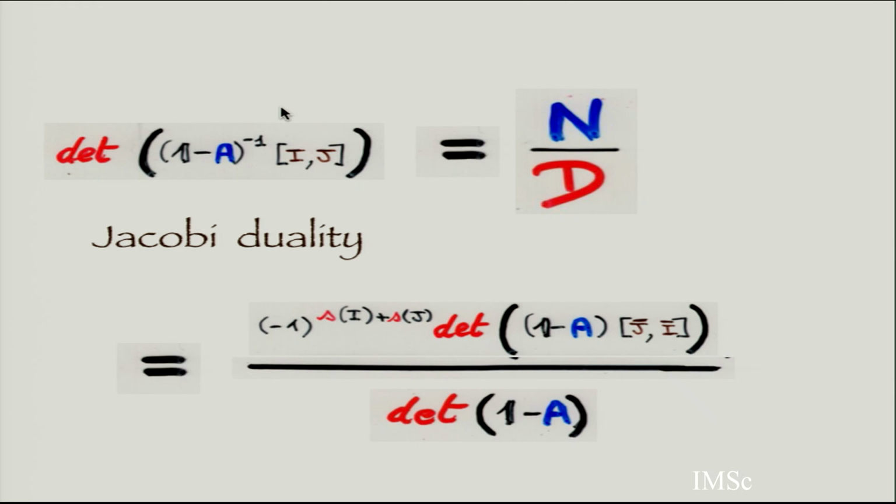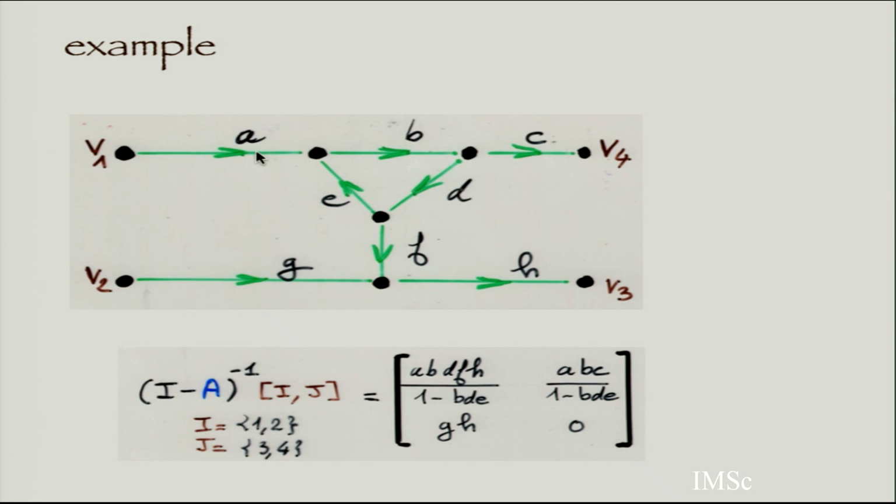So I get this from what I call the main theorem, the Jacobi duality theorem. Here is an example. You have a graph with a certain number of vertices, 1, 2, 3, 4, 5, 6, 7, with 8 vertices. So the adjacency matrix is 8 by 8. Then I take the submatrix where I is 1 and 2, starting from V1 and V2, and J is 3 and 4. And the 2 by 2 matrix is given by this.